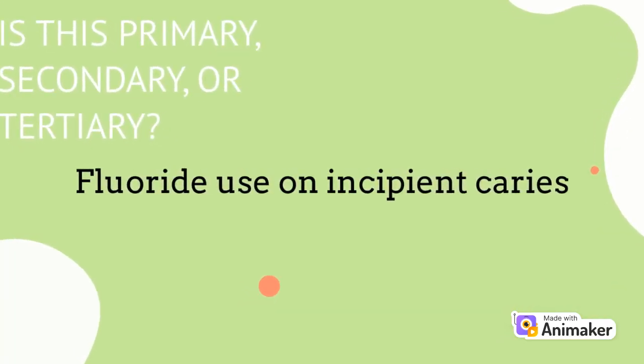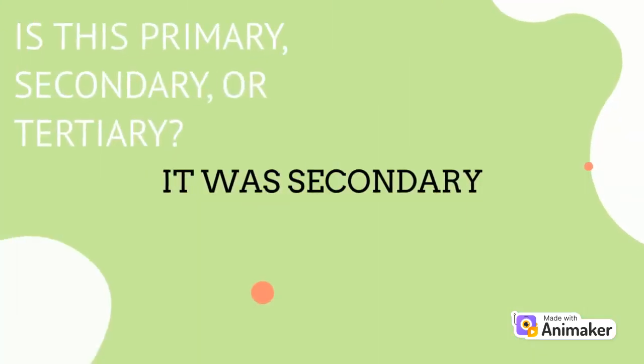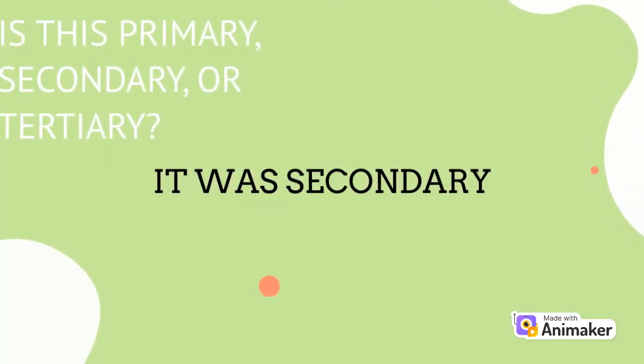Have you been paying attention? Let's find out. Is this primary, secondary, or tertiary? Fluoride use on incipient caries. While fluoride use can be an example of primary prevention, in this particular scenario for incipient caries, it is a secondary prevention method.